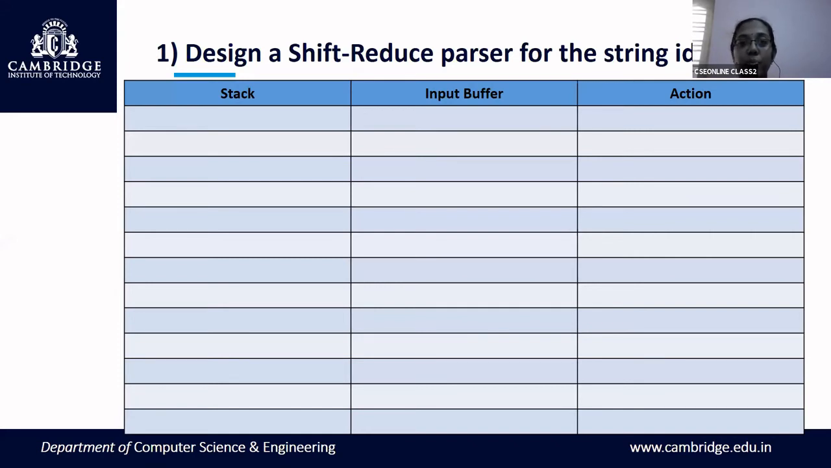Okay, so for performing a shift reduce parser, or if you want to parse a string using a shift reduce parser, you need two data structures. One is the stack for reducing and the input buffer for shifting. And whether you are performing a shift operation or a reduce operation is denoted in the action part. Okay, so you can copy down this.